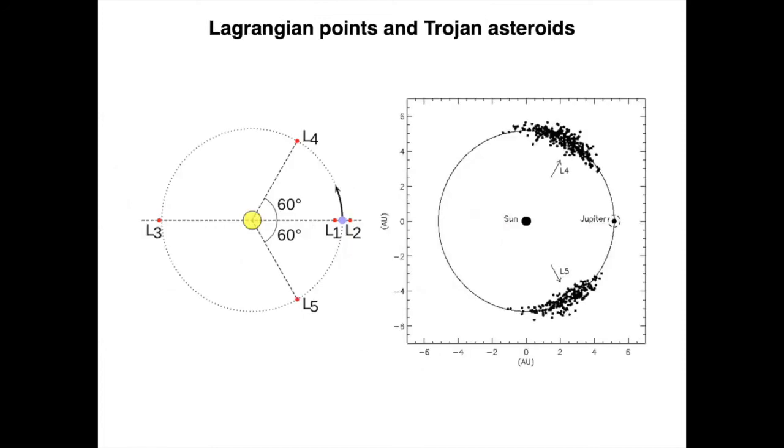Because the L4 and L5 points are stable, they are very important. These are the locations of the Trojan orbits. As you know, Jupiter is followed by a cohort of asteroids located in its L4 and L5 points where the orbits are stable. These L4 and L5 points are 60 degrees away, in an equilateral triangle connecting the Sun and Jupiter.